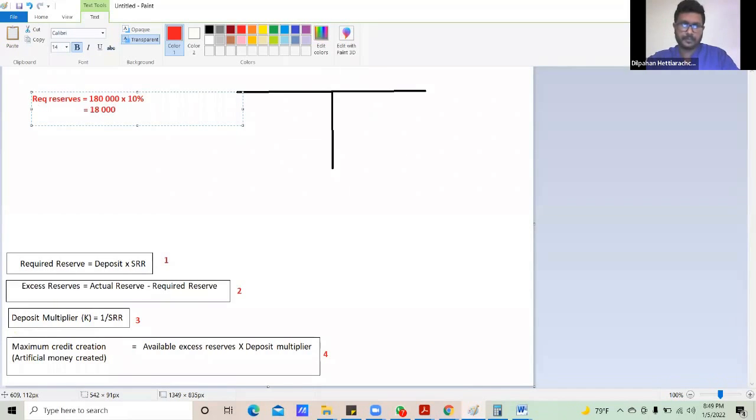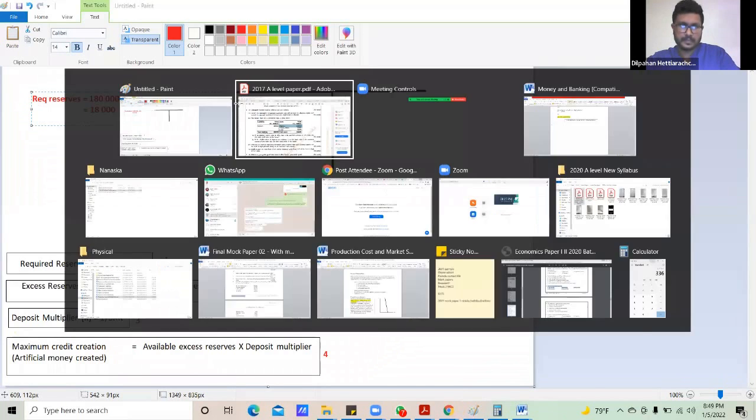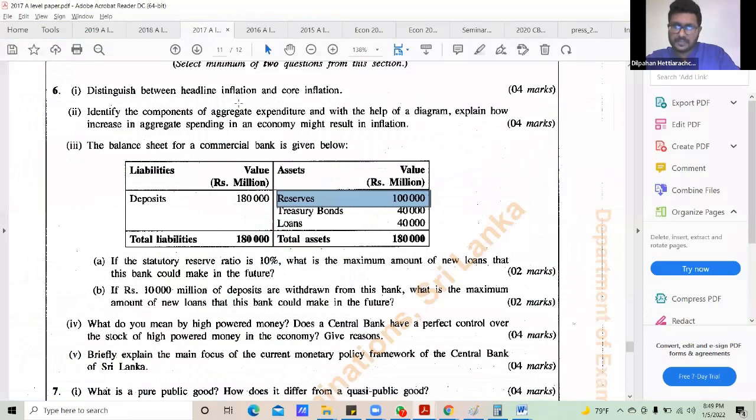18,000. Right. So how much of reserves are they actually holding now? 100,000. It should be 18,000, but now they have 100,000. So as a bank, they should be happy. They are in the safe zone and they have more than enough money than the required amount. Right? So then we have to do another calculation.